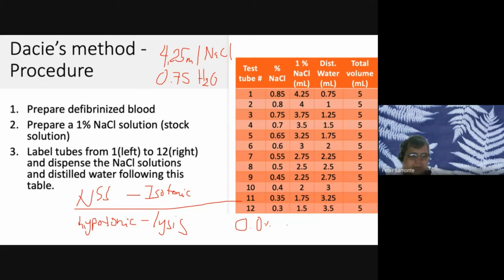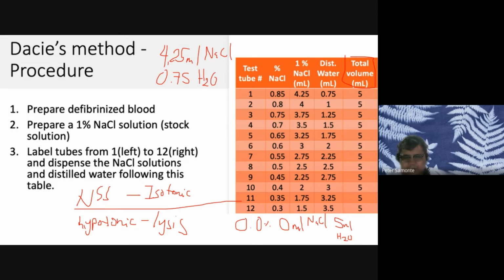The total volume is 5 ml. It cannot be empty. Alright, very good. There is no NaCl. So it would contain 0 ml NaCl, and it would contain 5 ml H2O.